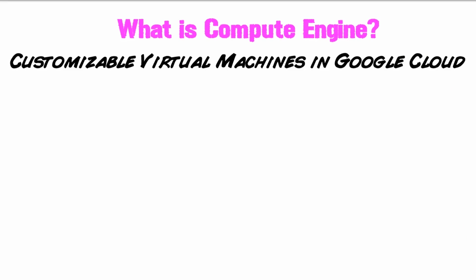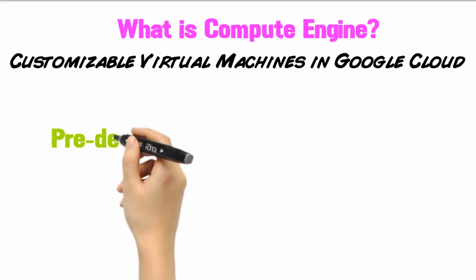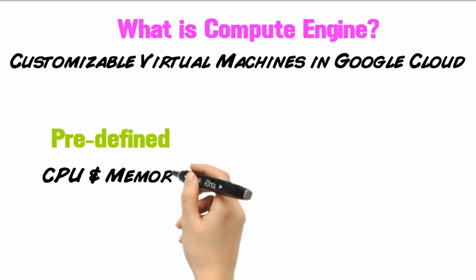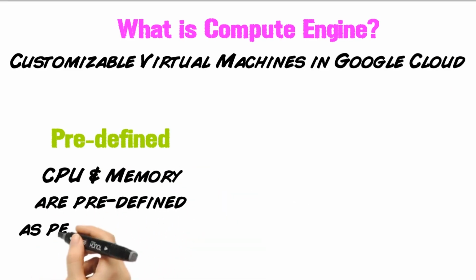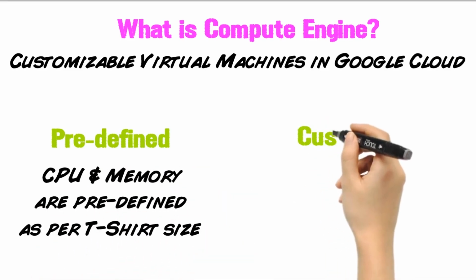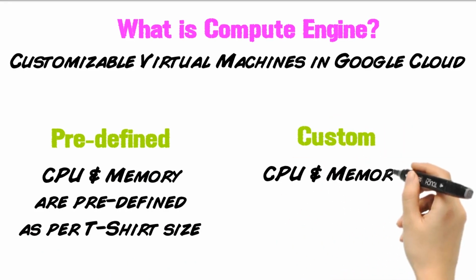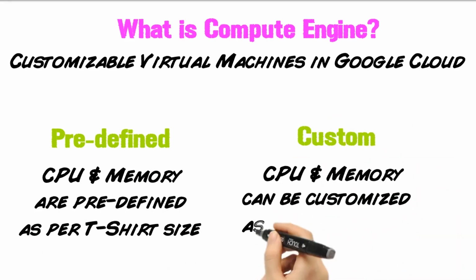There are two types of machines we can choose from. First one is predefined, where CPU and memory are predefined as per t-shirt size. Second one is custom, where we can define the required CPU and memory as per application requirement.